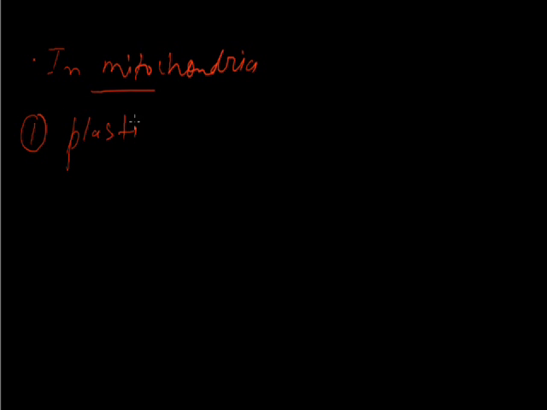In our last topic, we were dealing with the topic mitochondria. We will now discuss the topic named plastid. First, we would like to introduce the plastid. Plastid is a special kind of cell organelle present only in plants. This is very important: it is present only in plants.